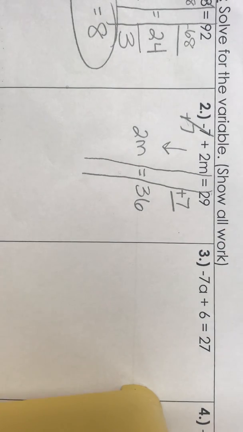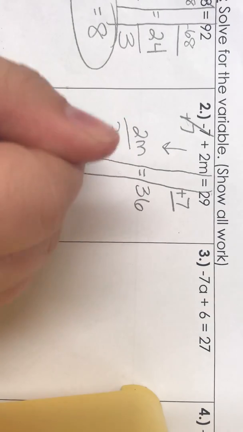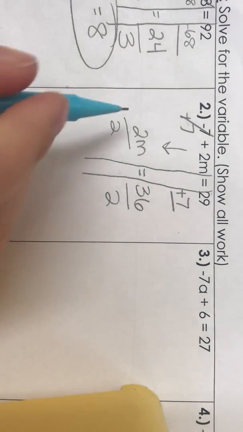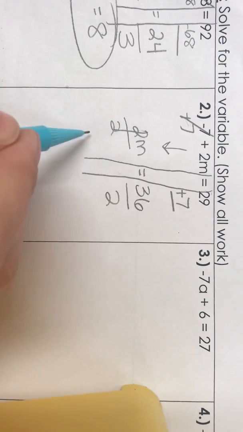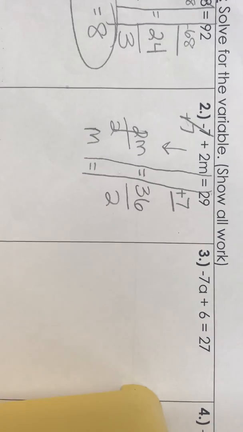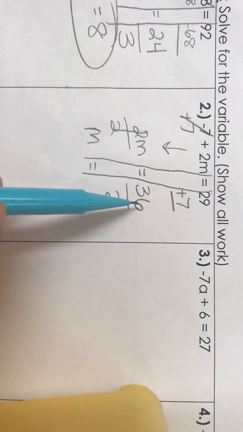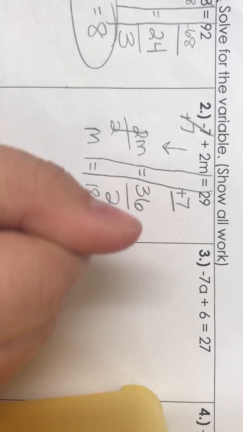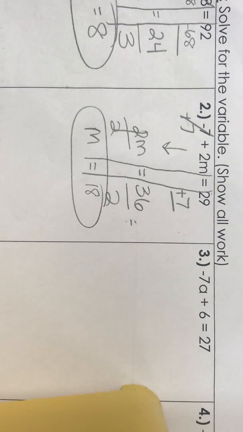If I have 2m, that means 2 times m. To undo multiplying by 2, I would need to divide by 2. So I will divide by 2 over here and over here, because what I do to one side, I do to the other. 2 divided by 2 is 1m equals, I'm going to type in my calculator, 36 divide by 2, and I will get an answer of m equals 18.